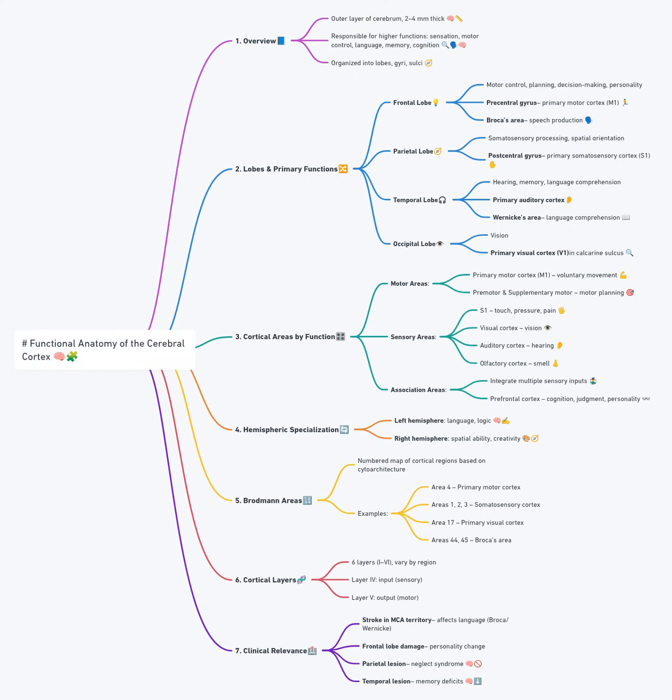Dorsolateral prefrontal cortex handles working memory, decision-making, and cognitive flexibility. Orbitofrontal and ventromedial regions link emotion, reward, and social behavior.